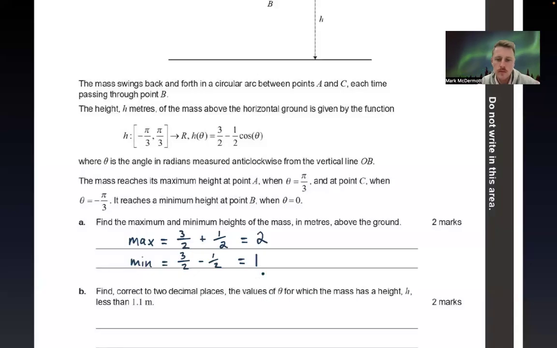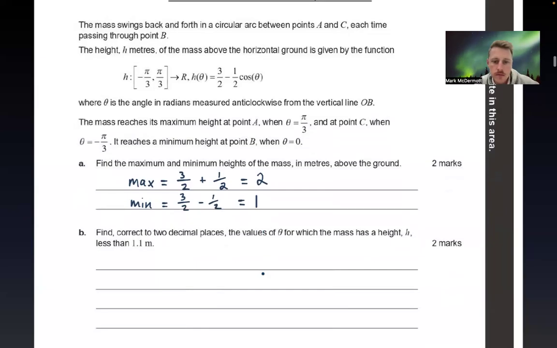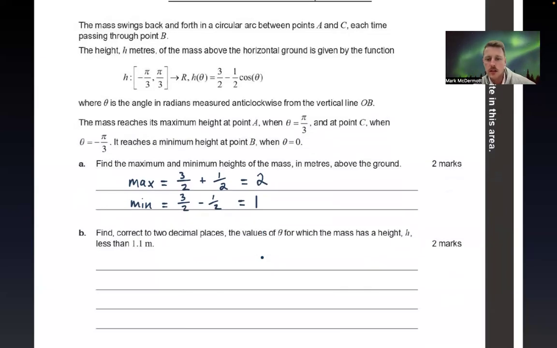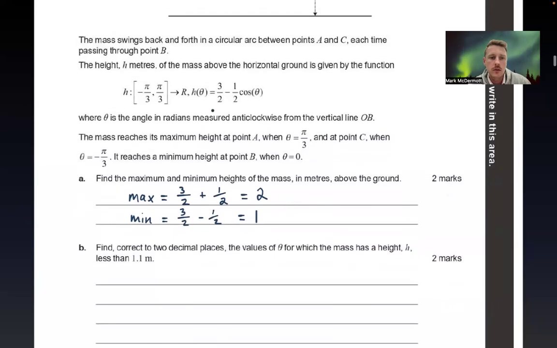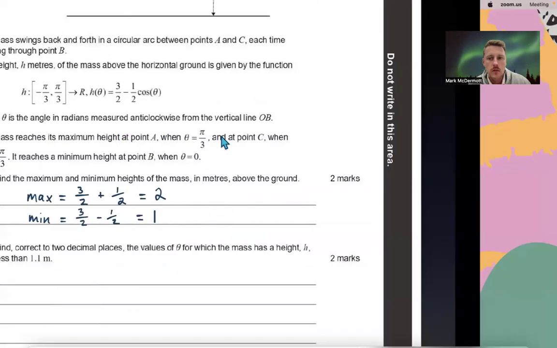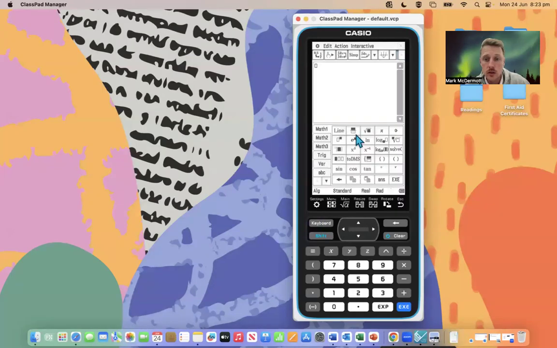Correct to 2 decimal places, find the values of theta for which the mass has a height h less than 1.1. Okay, so we're going to define this on our calculator. So let's go do that. And these can be tricky because it's a sine function. Solving trigonometric inequalities can be tricky on the calculator.